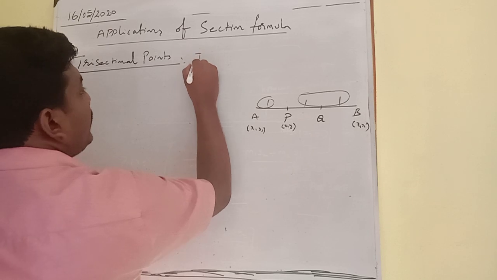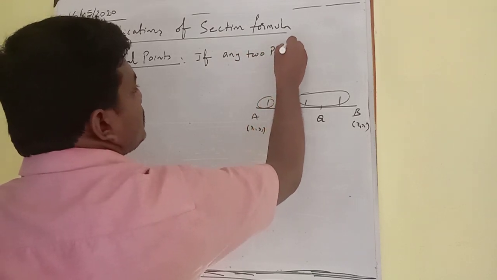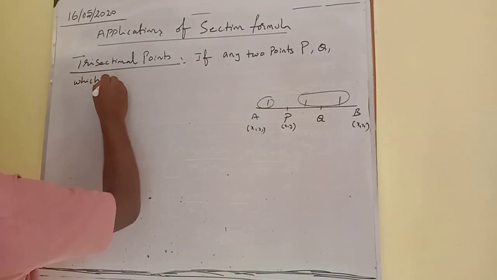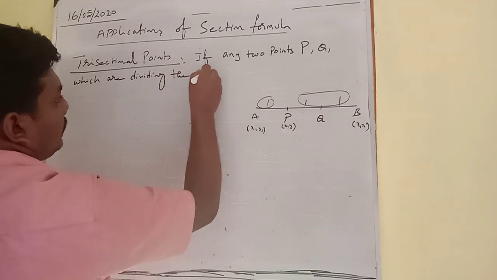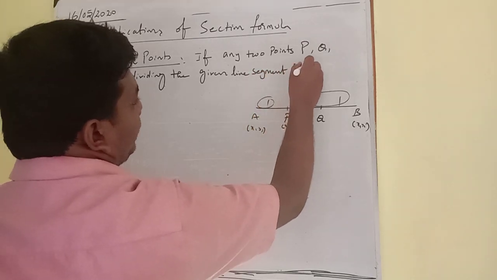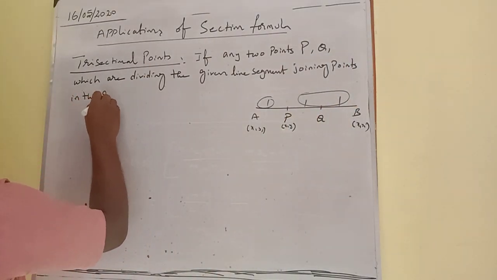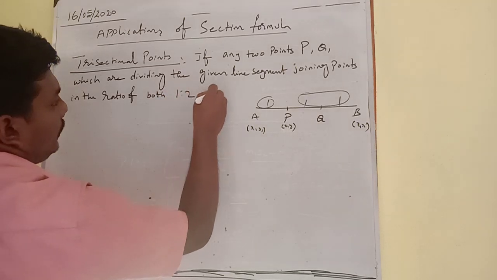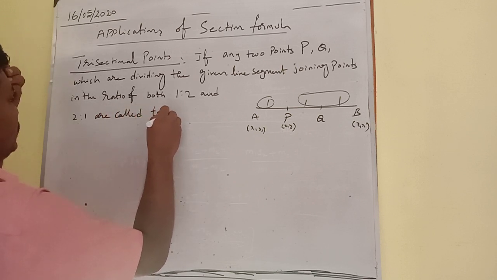Now what have we concluded? What is the definition of trisection points? If any 2 points P, Q which are dividing the given line segment joining points in the ratio of 1:2 and 2:1 are called trisection points.